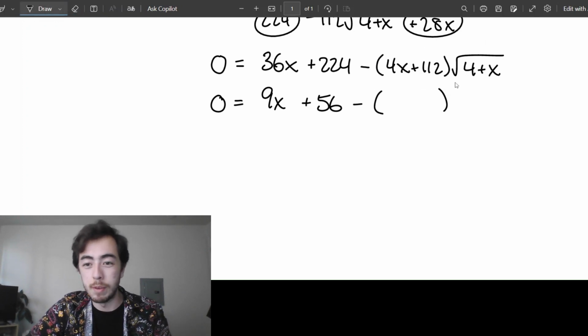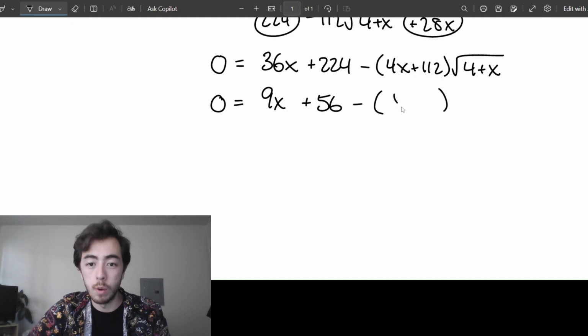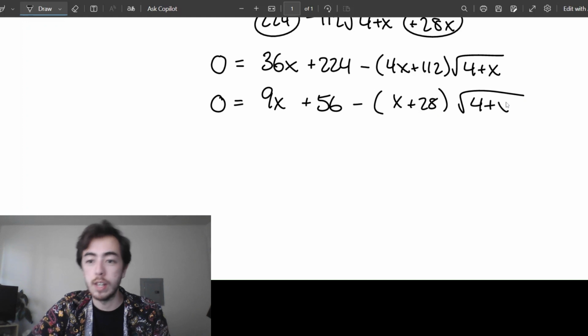Just because, I mean, if there were like a plus sign right here, then yes, I would divide this guy by 4. But just kind of the algebra rule here is that you divide each term by 4. And so it'll be totally fine for me to just divide this left side by 4. X plus 28, and then root 4 plus x.